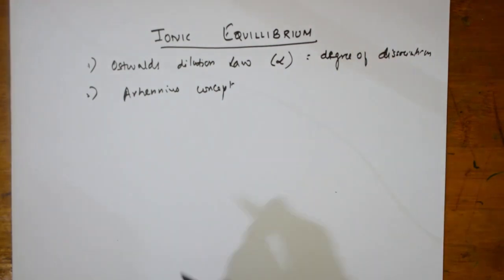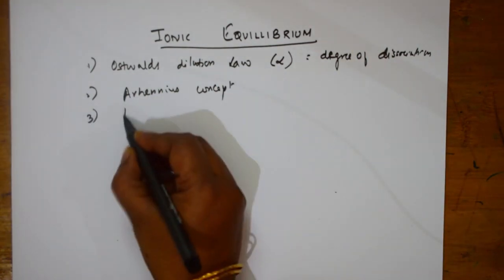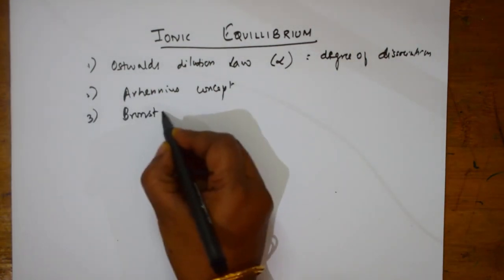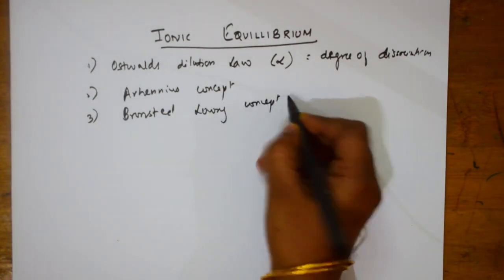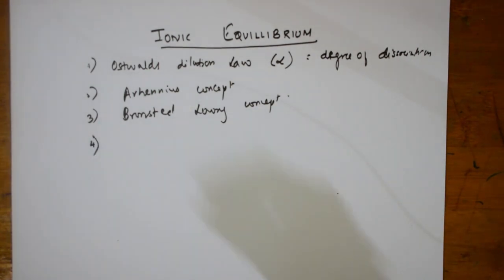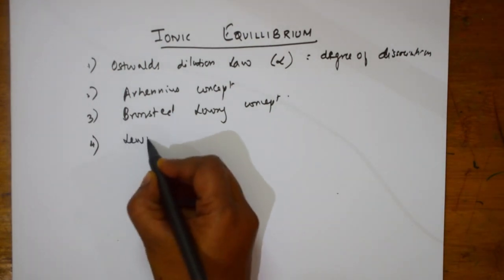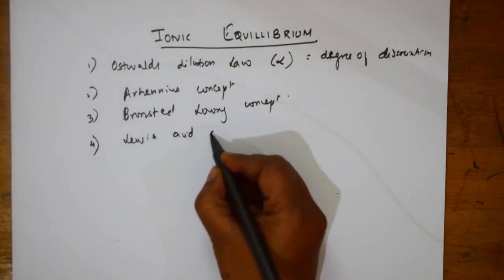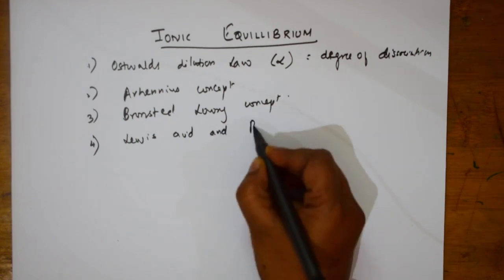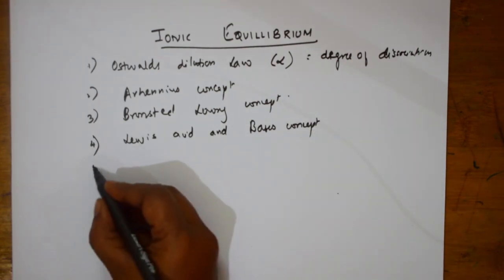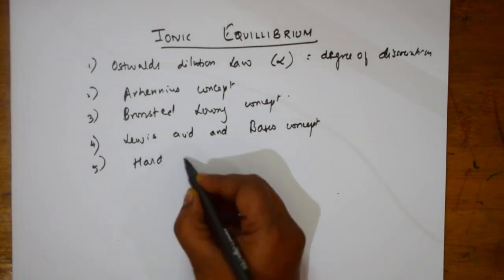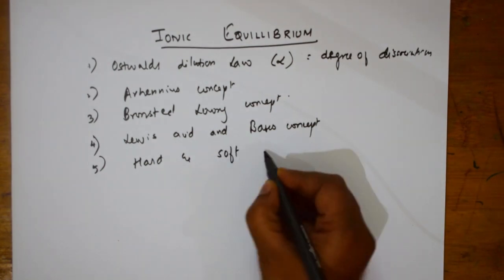Arrhenius concept. Next I'll be teaching you about Bronsted-Lowry concept. I'll be telling you what to remember for the exam, right? And a detailed explanation will be given later when I do your grade 11 topic, right? So now after this you'll be learning about Lewis acid and bases concept, right? After that you'll be learning about hard and soft acids.